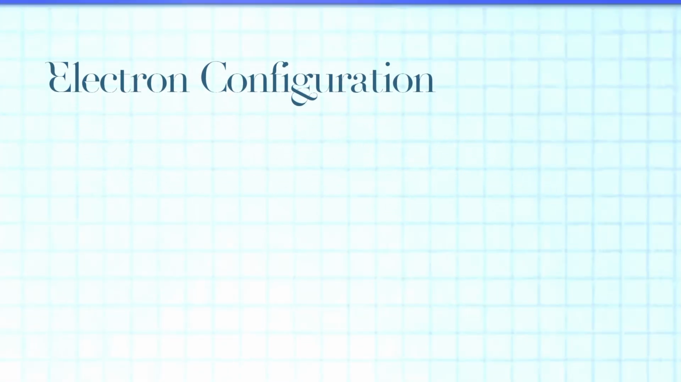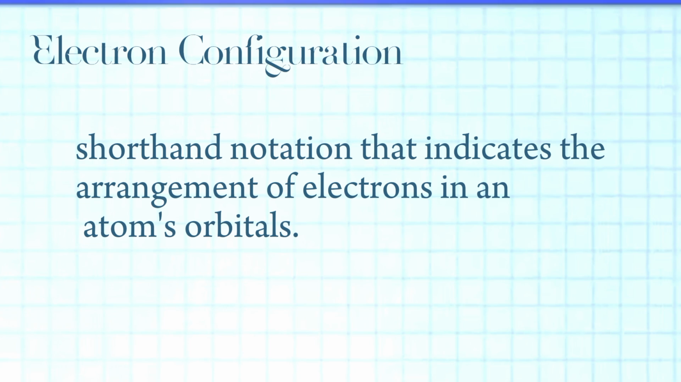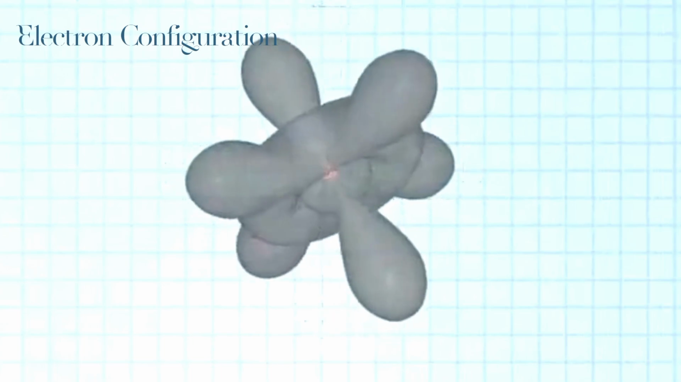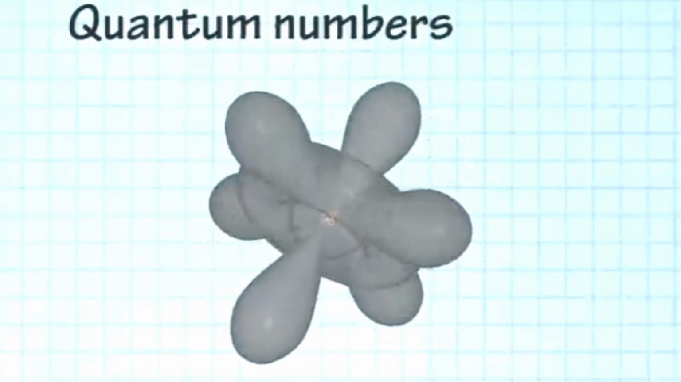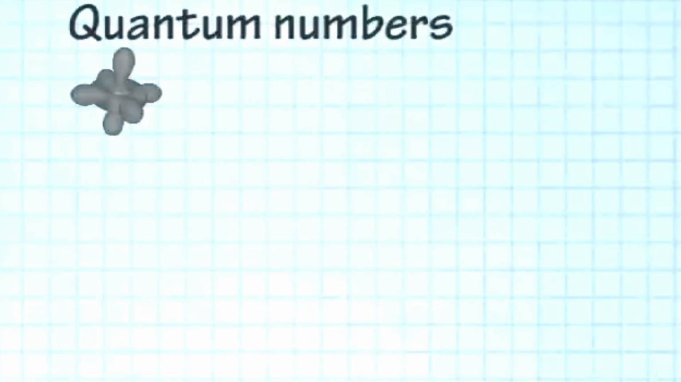Electron configuration is a shorthand notation that indicates the arrangement of electrons in an atom's orbitals. It follows specific rules and principles. To understand electron configurations, we need to grasp the concept of quantum numbers. These numbers describe the properties of electrons in an atom.